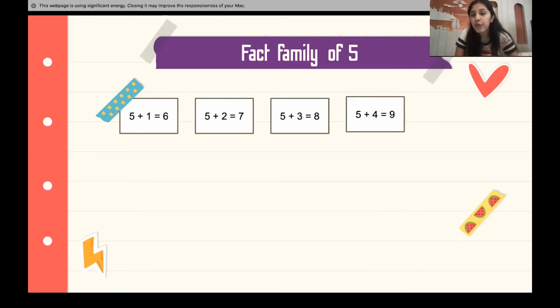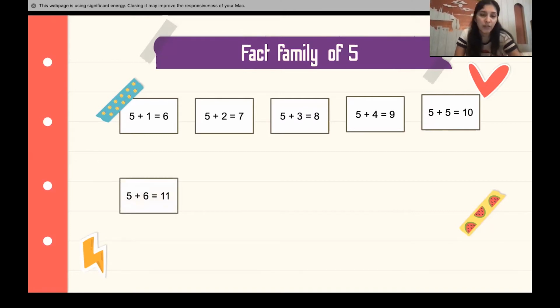Now, what's 5 + 5? Yes, it's 10. 5 + 5 = 10. Because you added 1 more to the 9 and it becomes a 10. Nice work. I love how hard you're working and coming up with these answers. Okay, so what is 5 + 6? If 5 + 5 = 10, what is 5 + 6? 11. 5 + 6 = 11.